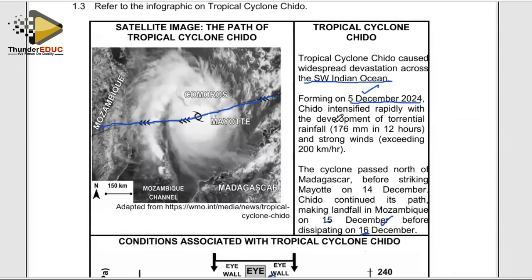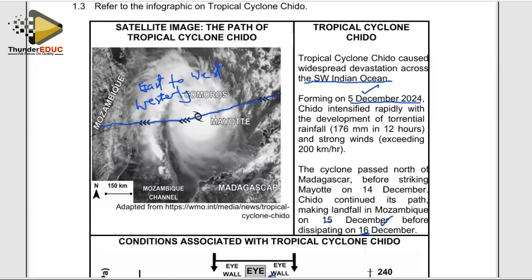So, which direction is this? We are saying it moved from the east to the west, or we can say it moved in a westerly direction. What is the reason for tropical cyclones to move from east to west? That is the question. What makes tropical cyclones have a tendency of moving from east to west?